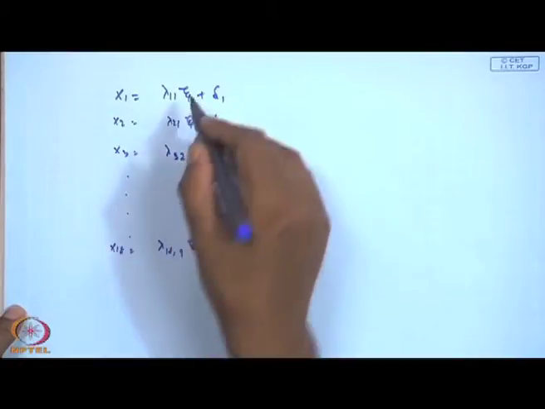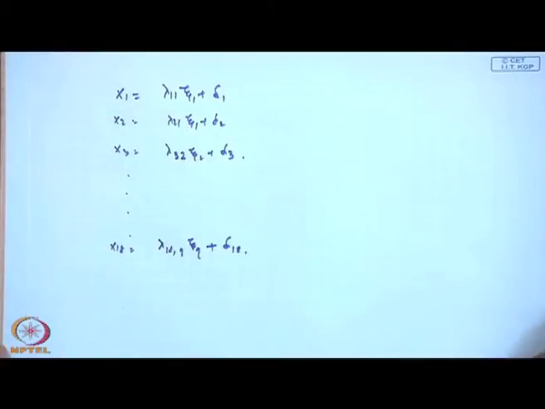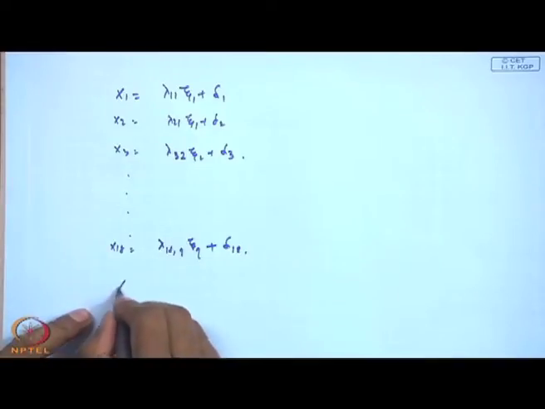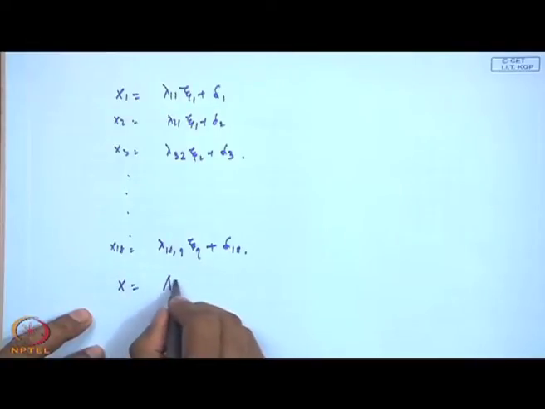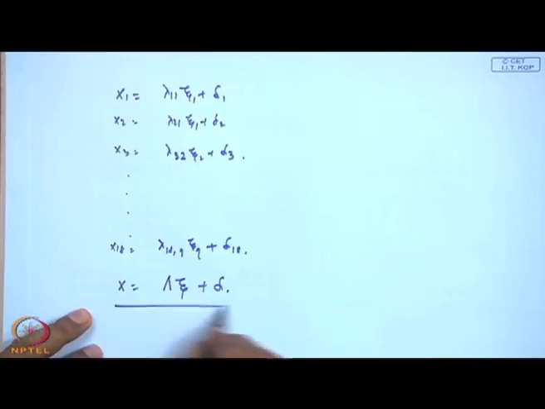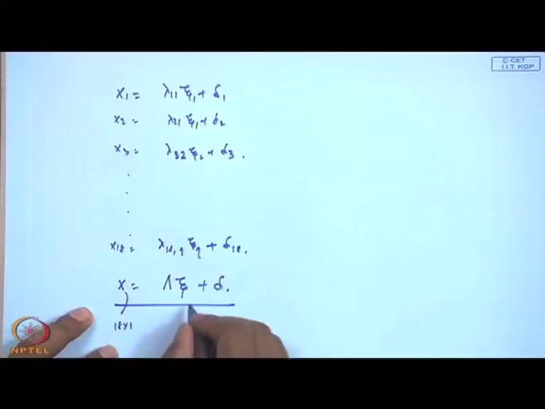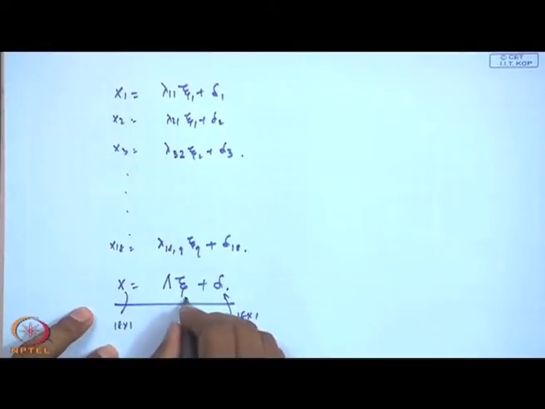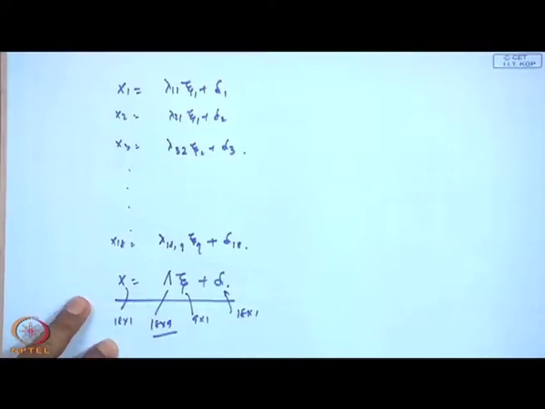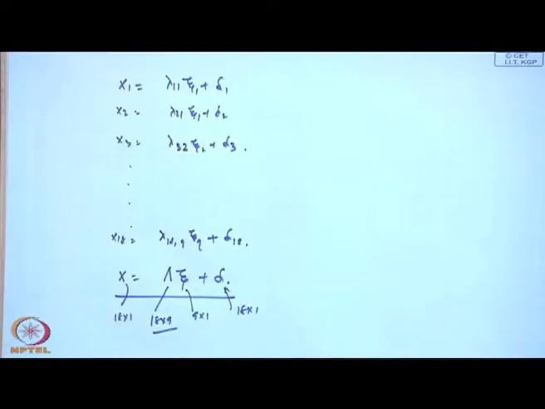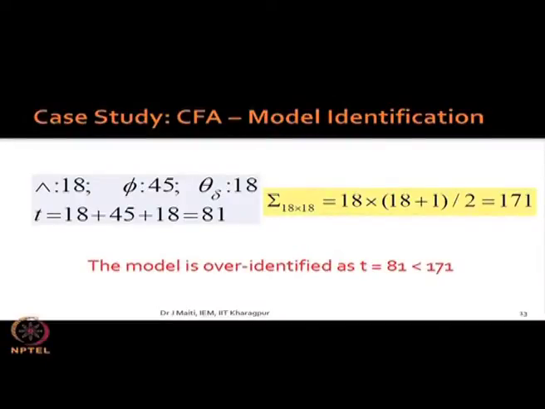In matrix form, the equation will be x equals lambda xi plus delta. Here x is 18 cross 1, delta will also be 18 cross 1, xi is 9 cross 1, and so lambda will be 18 cross 9. This type of equation you can find out. Now, let us see the model identification for this case.